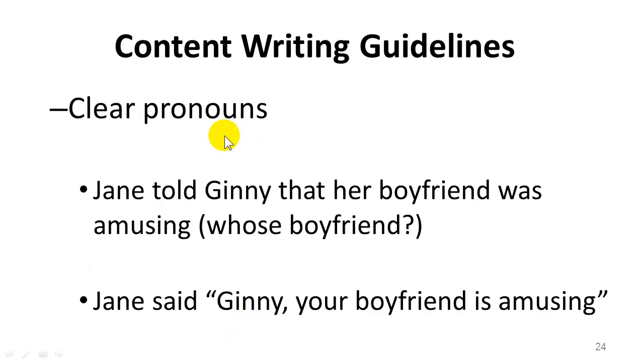Okay, some other guidelines with respect to pronouns. Making sure your user understands who is doing what. So I have two scenarios here. The first sentence: Jane told Ginny that her boyfriend was amusing. Alright, so whose boyfriend are we talking about? Her. Who does her refer to? Does it refer to Ginny or does it refer to Jane? A better way of writing this: Jane said, "Ginny, your boyfriend is amusing." We have this habit of using these pronouns in combination with several nouns, and sometimes it's not clear. The clearer the message, the better attention we have from the user.